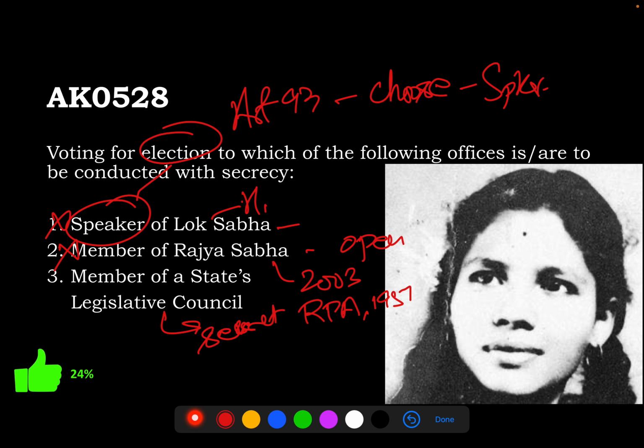So basically, amongst the houses, Lok Sabha, Rajya Sabha, Assembly, and Council, it is only the Rajya Sabha where the election is open ballot. Otherwise, everywhere else it is secret ballot. So the correct answer is only the third one here. So let's move forward to the next question.